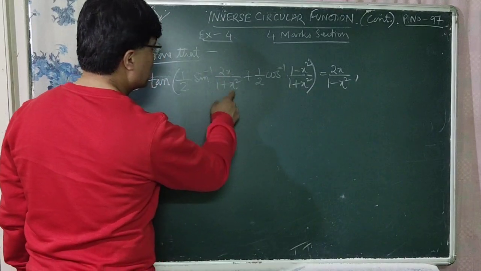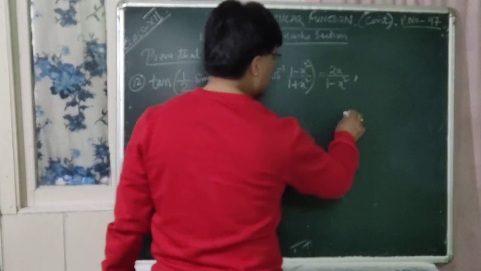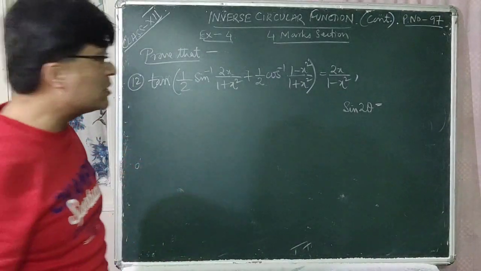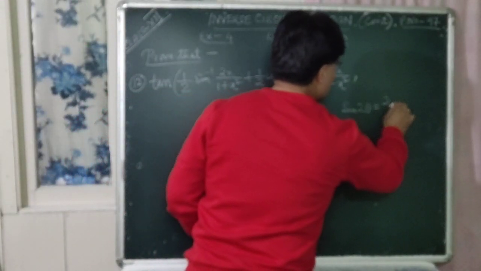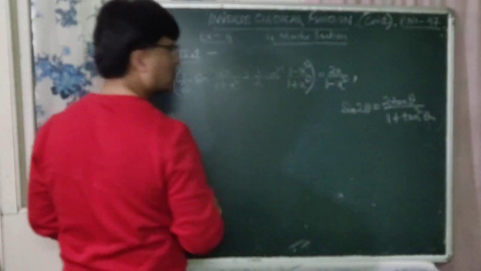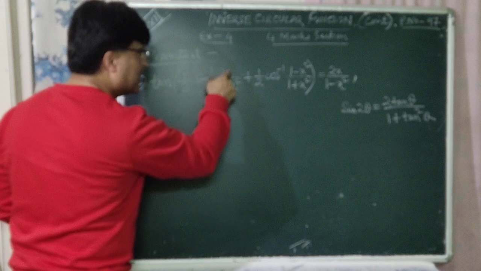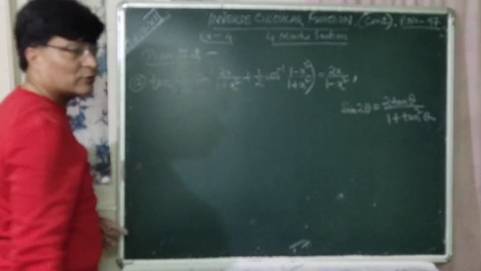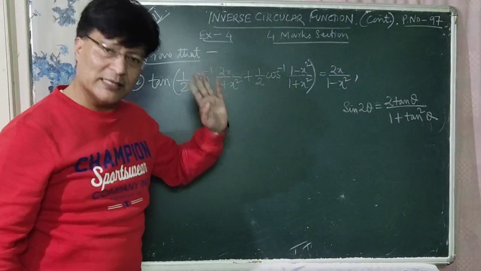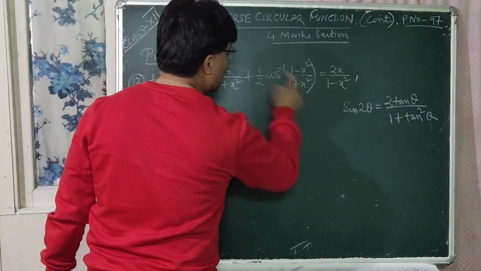So 2x upon 1 plus x square, it comes in sine inverse sine form. You should know this formula, that is sine 2 theta in terms of tan theta, isn't it? From trigonometry you know that. So sine 2 theta is equal to 2 tan theta upon 1 plus tan square theta, right? So if you substitute tan theta instead of x, then 2 tan theta upon 1 plus tan square theta, directly you can write sine 2 theta. So it will be sine inverse sine 2 theta. Is that clear?